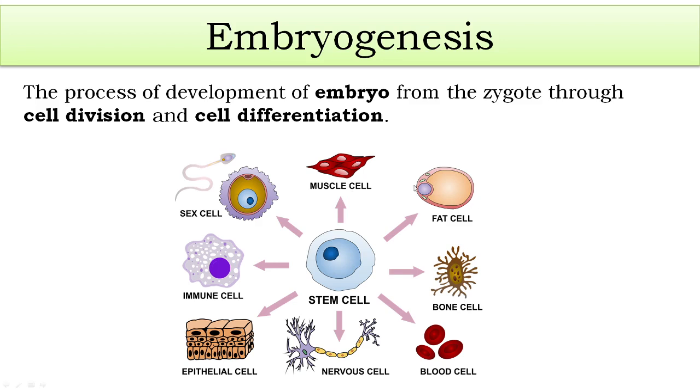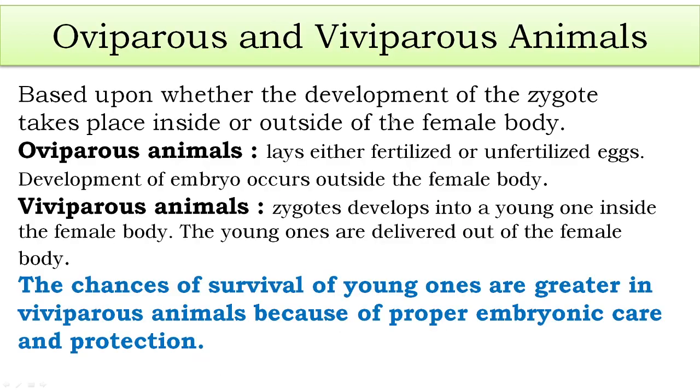So the zygote will divide, and the divided cells will differentiate into special types of cells, giving rise to a complex organism. And this process is called embryogenesis.